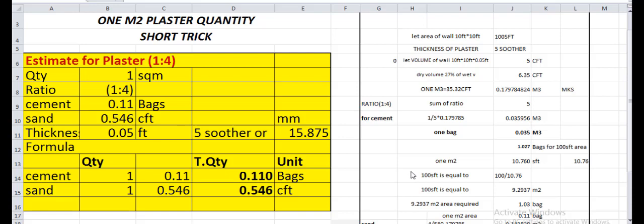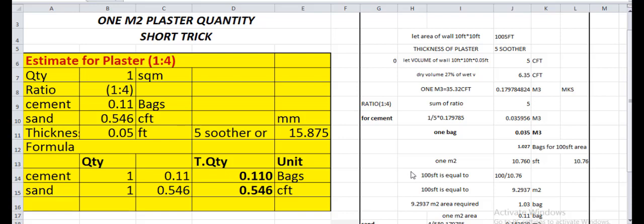Today I will discuss the plaster quantity for 1 cubic meter of concrete. As you know, plaster is calculated in square meters in civil engineering quantity estimations. In the BOQ, the rate of plaster is calculated in square meters, and the thickness is given in the specification, so that's why we take it per square meter. The ratio is 1:4.